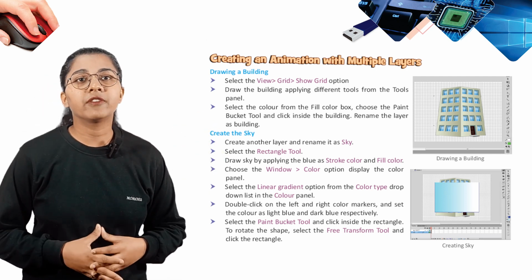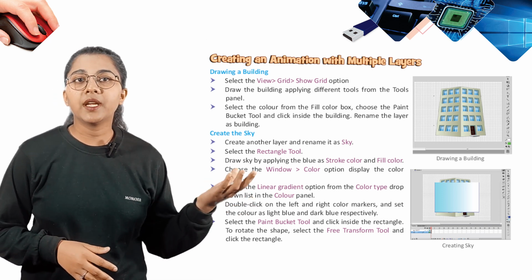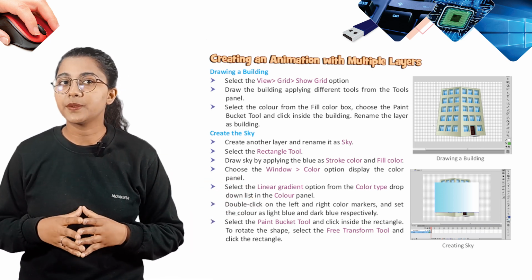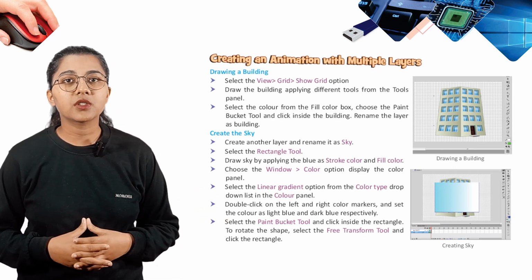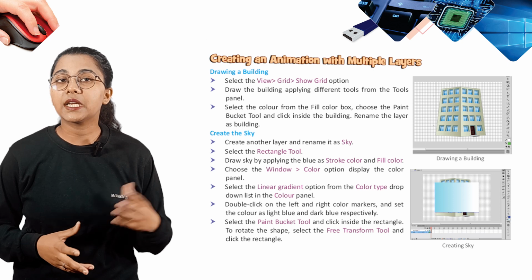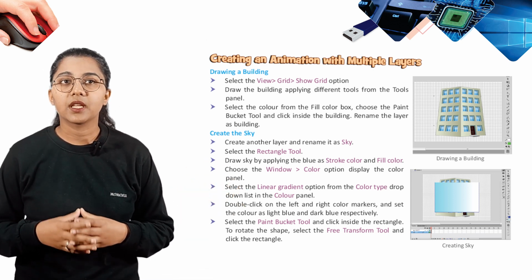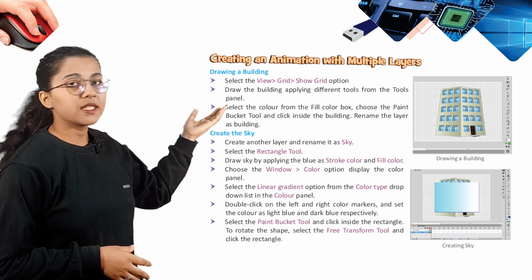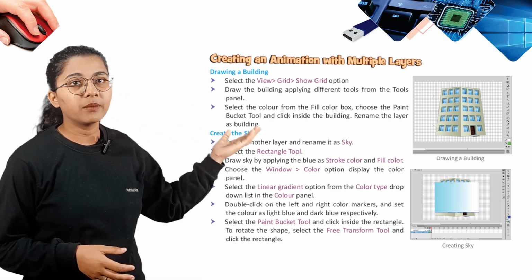Firstly, select the View, then Show Grid option. Now next, draw the building applying different tools from the tools panel. Then select the color from the fill color box, choose the paint bucket tool and click inside the building. Rename the layer as building. Now next, create the sky. So for creating the sky, here we have some steps.